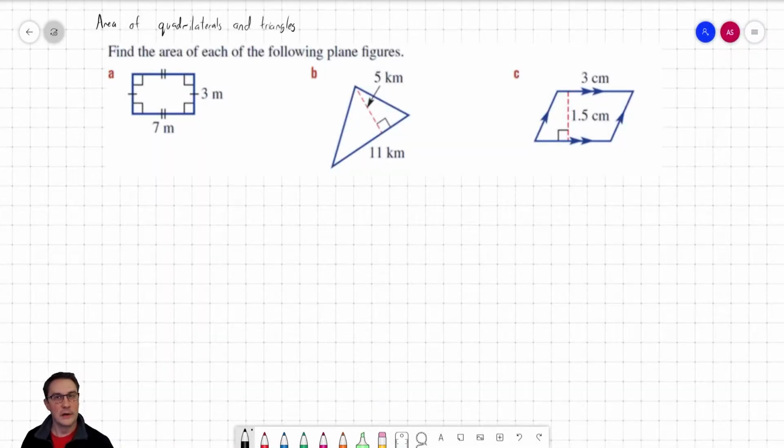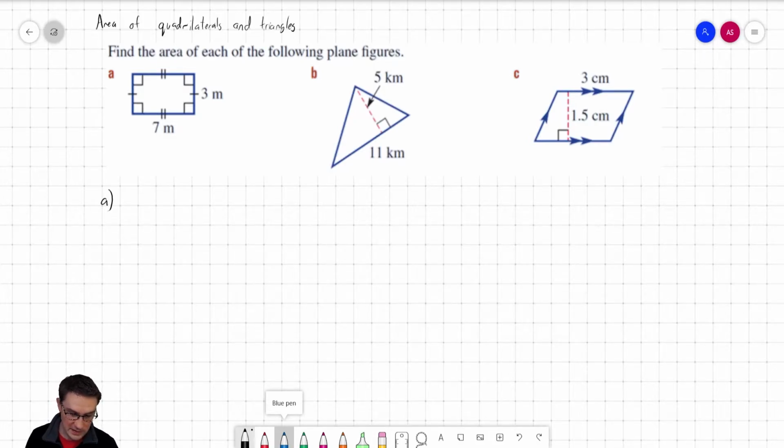Amazing people. What we're going to do now is look at some examples where we find the area of some quadrilaterals and triangles. Now, in this first example, we have a rectangle. Before we do anything, we want to find the formula for the area of this shape.